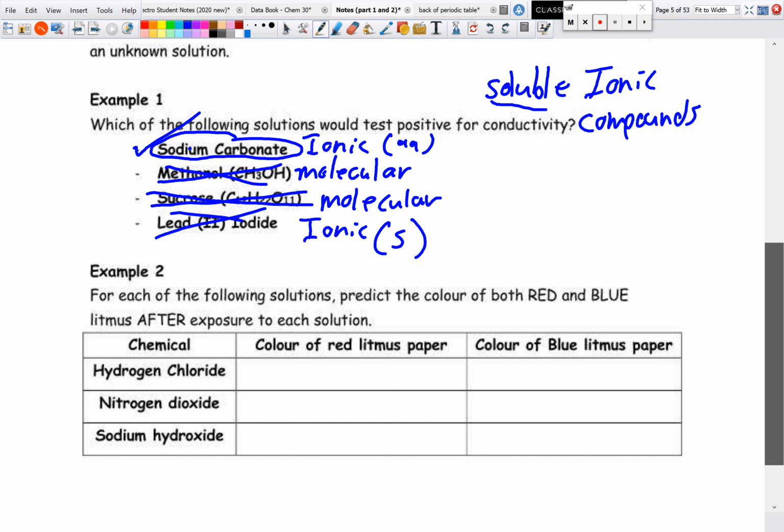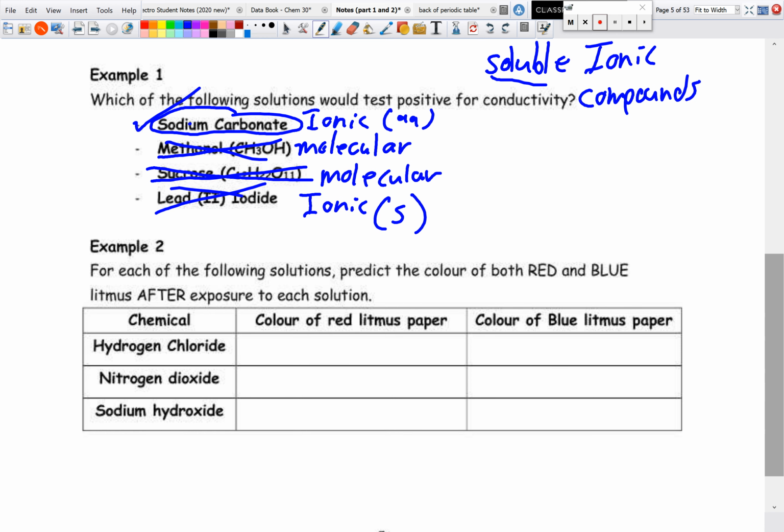Now the next one is example 2: which of the following solutions predict the color of both the red and blue litmus tests after exposure to the solution. So if you want to try this one on your own, please do. But if you want to just go through it, I'm going to go through all of these here as well. First of all, we're going to have to classify our compounds. So hydrogen chloride, we see hydrogen on the left, acid.